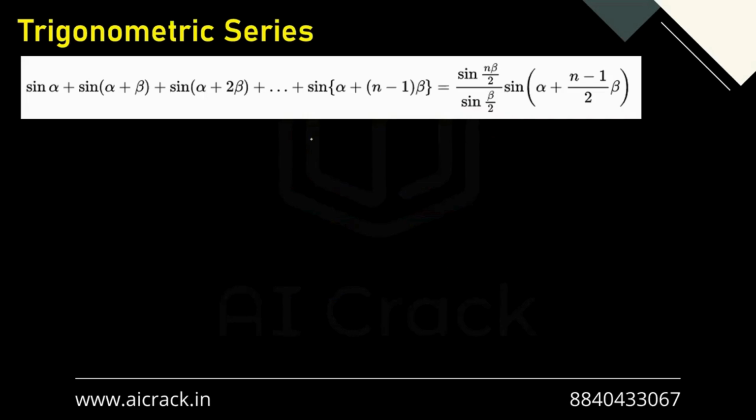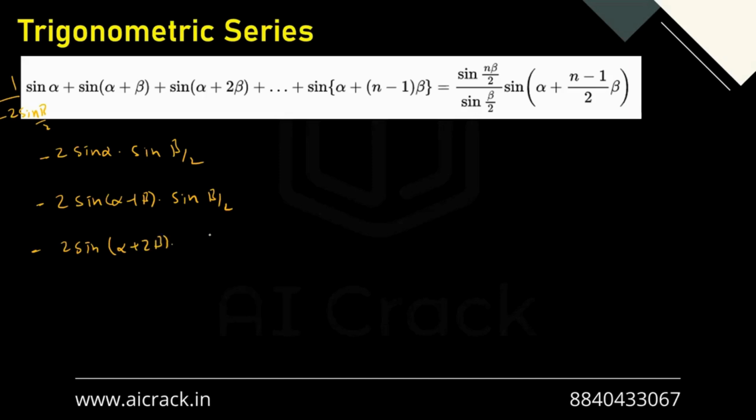So now let's try to multiply with minus sine beta by 2, right? So what we are doing is we are multiplying and dividing by minus 2 sine beta by 2. So the first term becomes minus 2 sine alpha dot sine beta by 2. Second term becomes minus 2 sine alpha plus beta dot sine beta by 2. Third term becomes minus 2 sine alpha plus 2 beta dot sine of beta by 2.